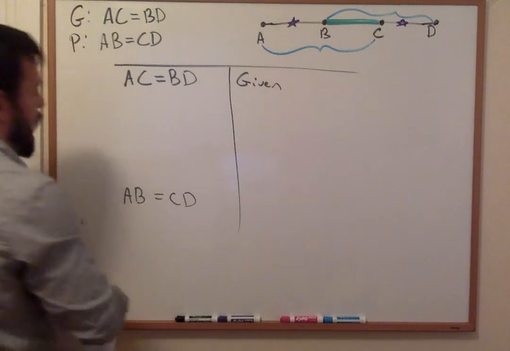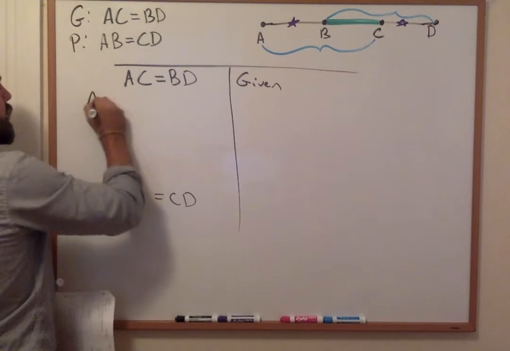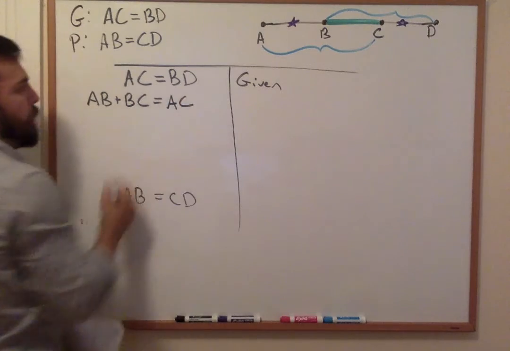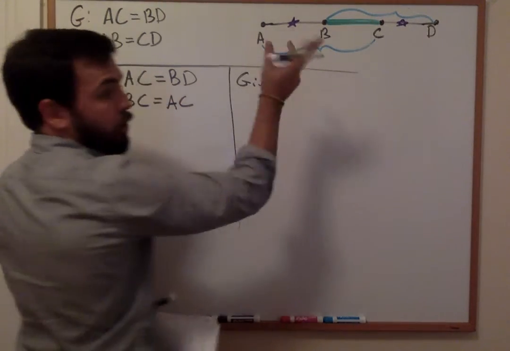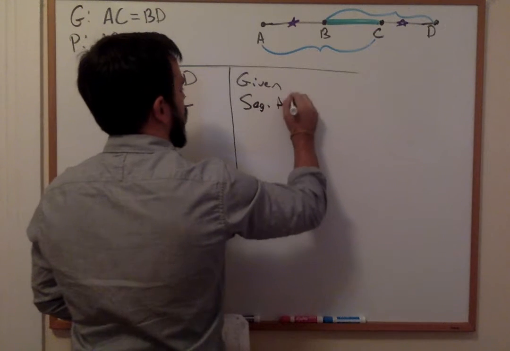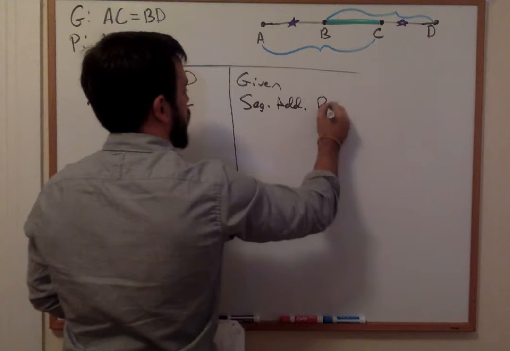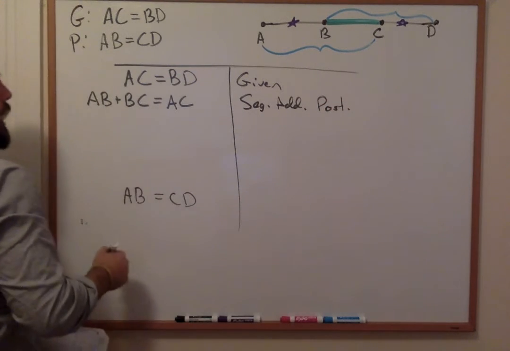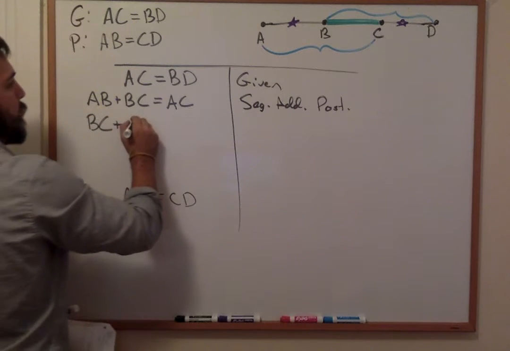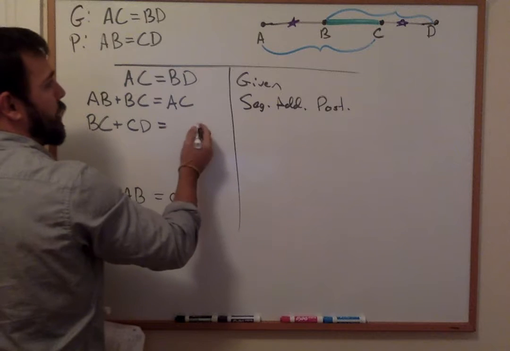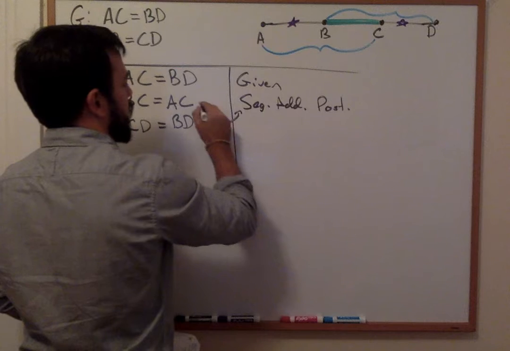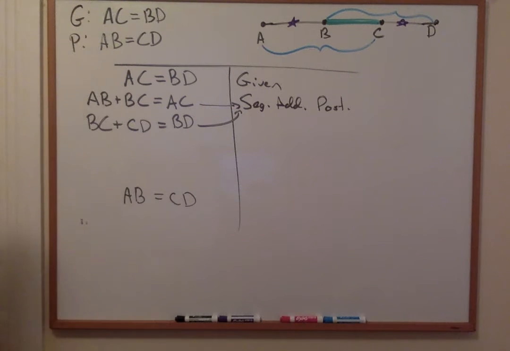I know that the distance from A to B plus the distance from B to C will equal the distance from A to C. That regards my first whole, and that is the segment addition postulate. I also know that in my second whole, the distance from B to C plus the distance from C to D will equal the distance from B to D. That's also going to be the segment addition postulate.